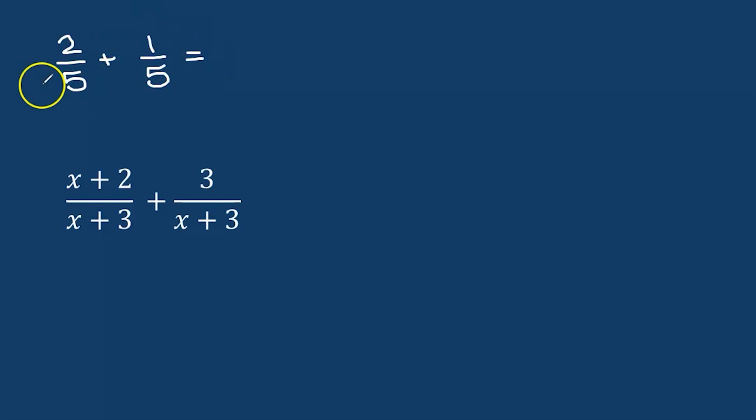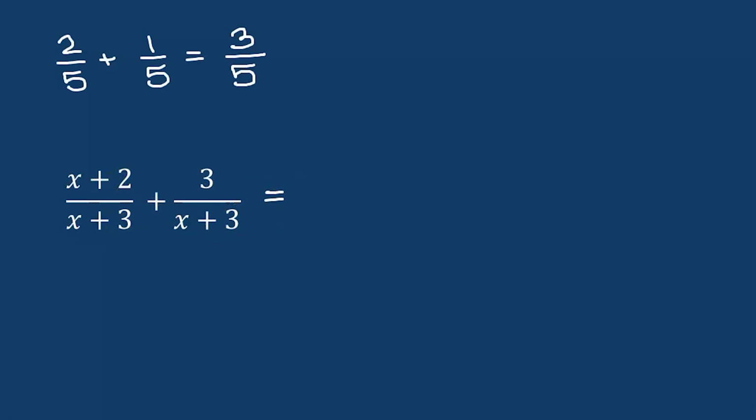Remember that the way that we add this, since it is already a common denominator, we keep it as fifths because we're adding and subtracting, and we just add the numerator. 2 plus 1 is 3. That's exactly what we're going to do here as well.